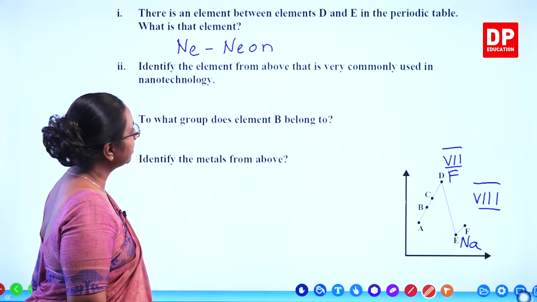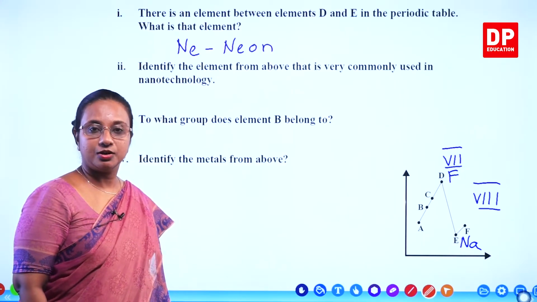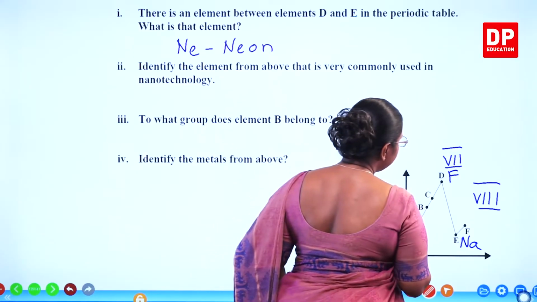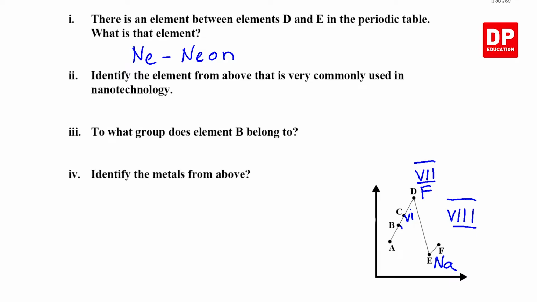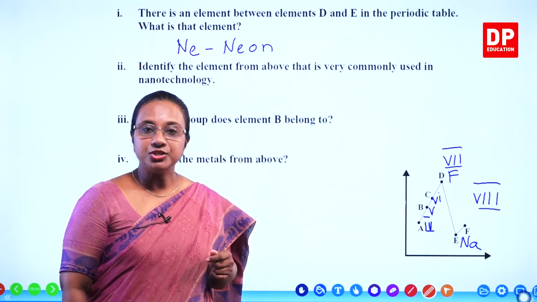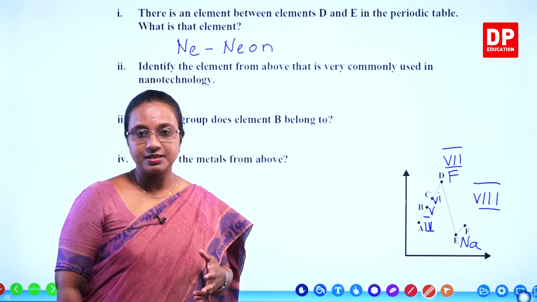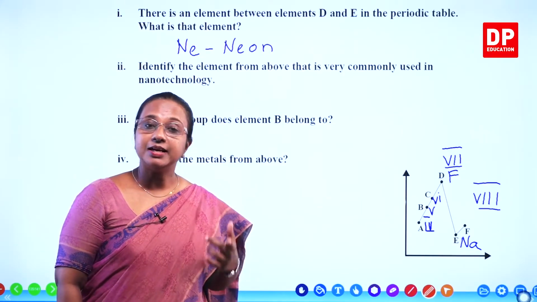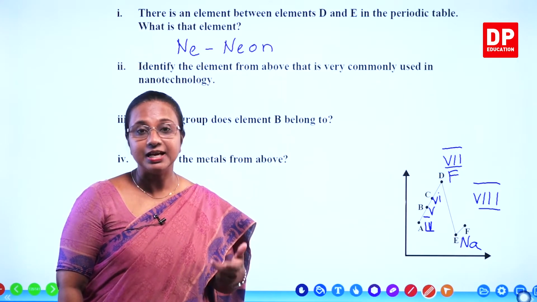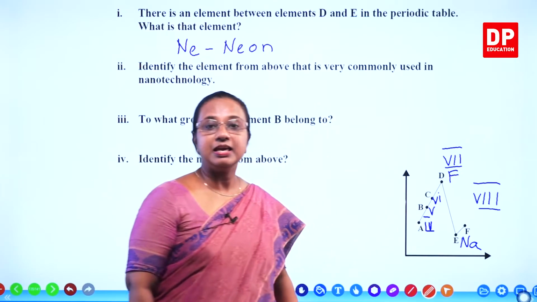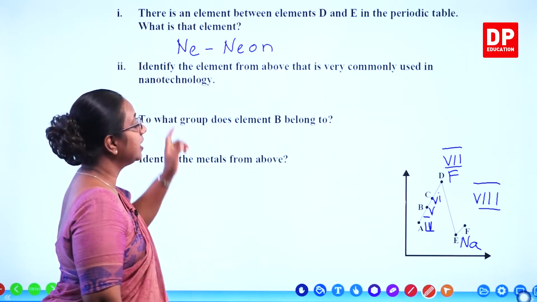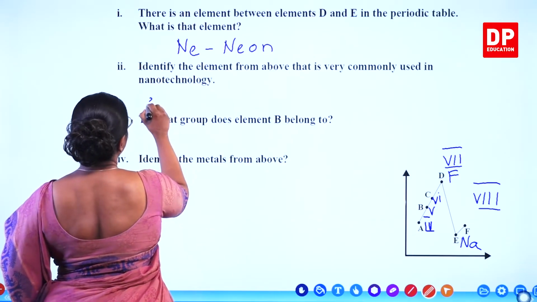Identify the element from above that is very commonly used in nanotechnology. Here you can see we identified this as group 7. So C will be group 6, B will be group 5 and A will be group 4. If you can remember students, in nanotechnology they use nanomaterials and carbon is one of the most commonly used nanomaterials, and carbon belongs to group 4 period 2. That means element A is carbon. So here you have to write it as element A.